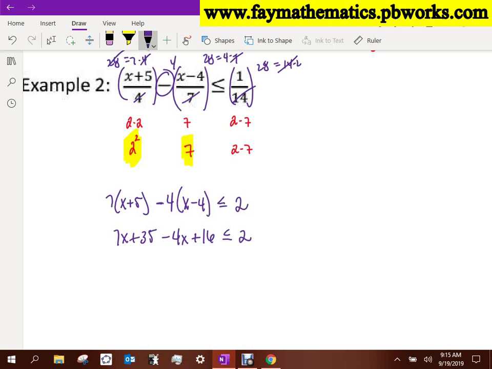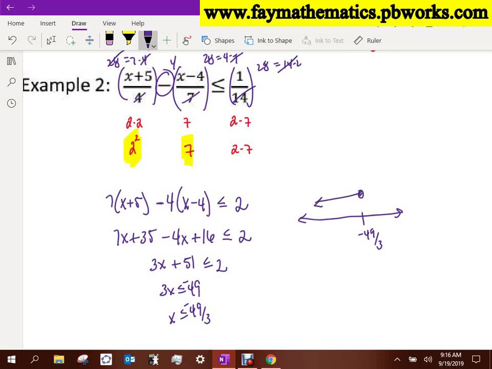So now, simplifying that should be pretty simple from here on out. 3x plus 51 less than or equal to... 3x less than or equal to 49, x less than or equal to 49 thirds. Negative 49 thirds. Good call. Negative 49. So then, as we graph that, we're wanting negative 49 thirds there. Now it can be equal to, so is it an open or closed dot? Closed. If you want to use brackets, it's a bracket.